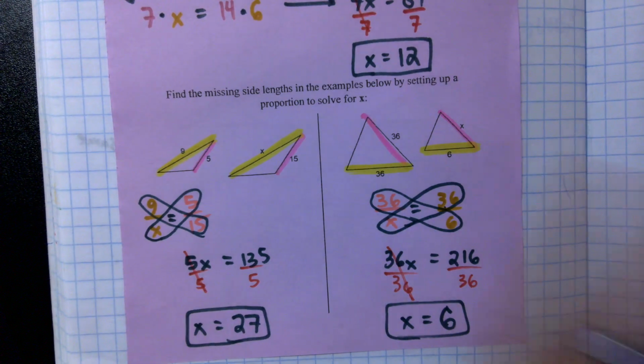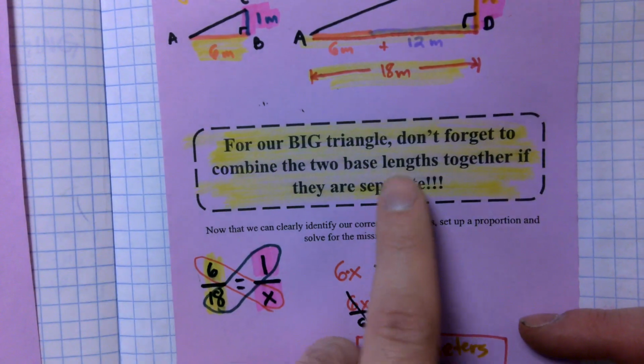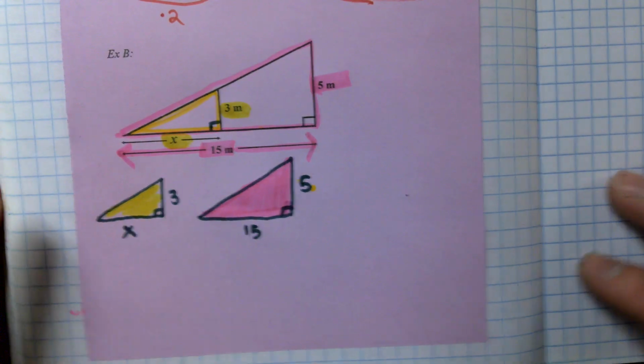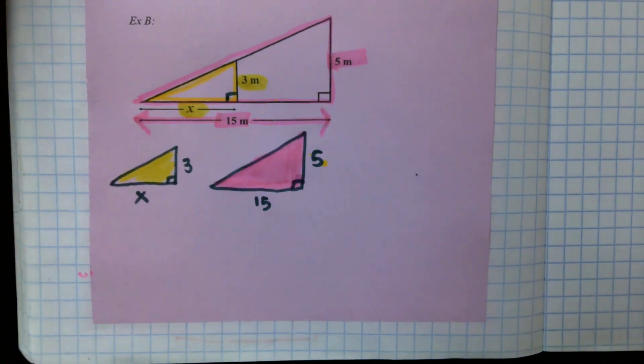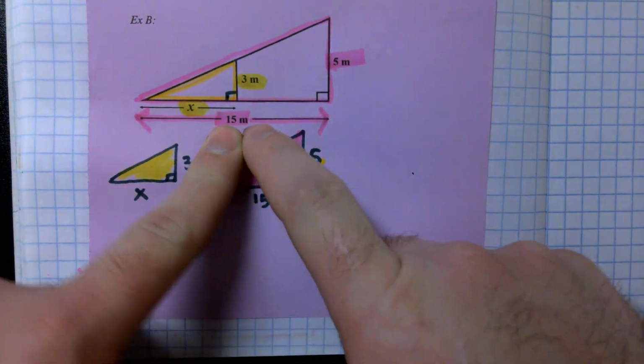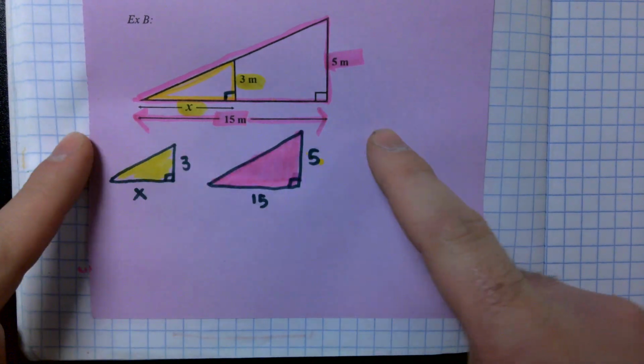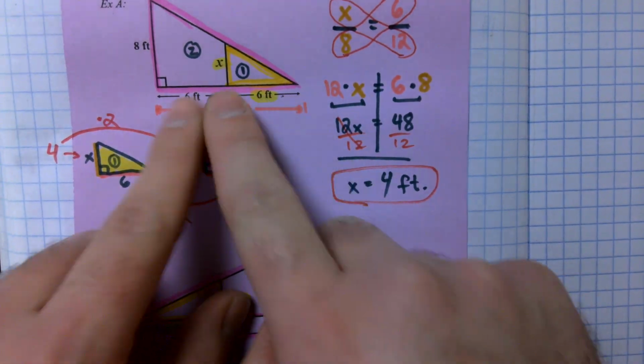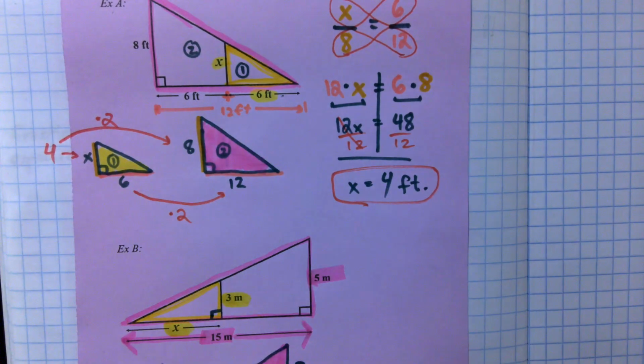So that's why this note on the previous page says we're going to combine the base lengths together if they're separate. They won't always be. It's up to you to determine if they're separate or not. All you got to do is look for the arrows. If it goes all the way across, they're not separate. If halfway is 6 here, halfway is 6 there, that's when I have to combine them.